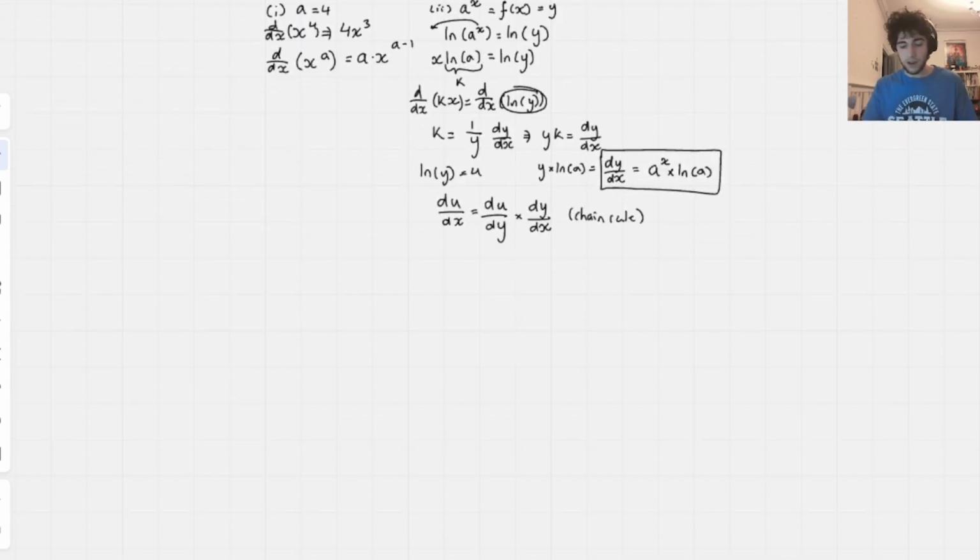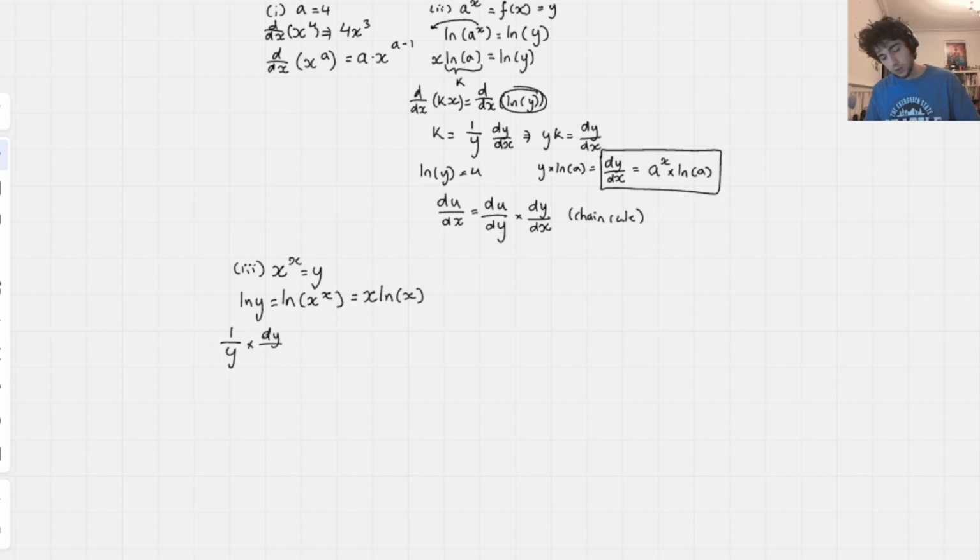So effectively, if I just go down, and I have part iii, and I have my function y, which is x to the x. You can just take natural logs of both sides. So obviously, natural log of x to the x, you can use the power rule on that. Basically, that just gives us x ln of x, right? So then I can use my implicit differentiation. Obviously, the derivative of the left-hand side we already have from before, 1 over y multiplied by dy/dx.